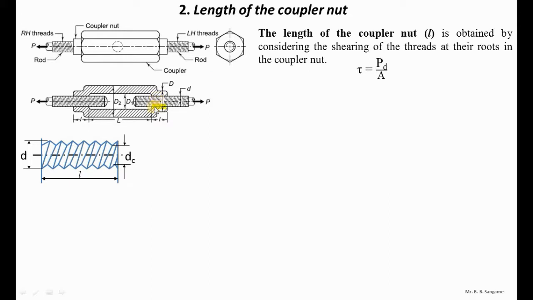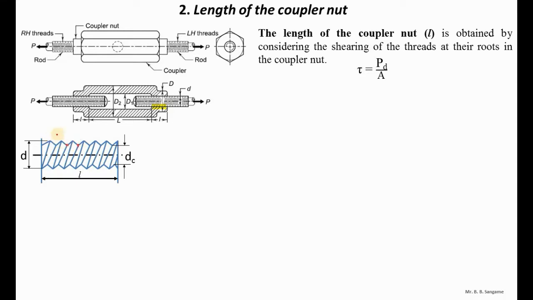Here again we are dealing with the threaded portion, so I am going to consider the design load PD. So tau will be equal to PD by A. Then let us calculate the area under shear. Obviously after the application of load, here you can see that DC is the minimum diameter, and there is a possibility of failure of threads at this point. At this point the threads are going to fail.